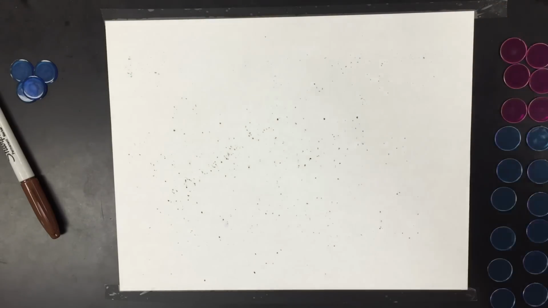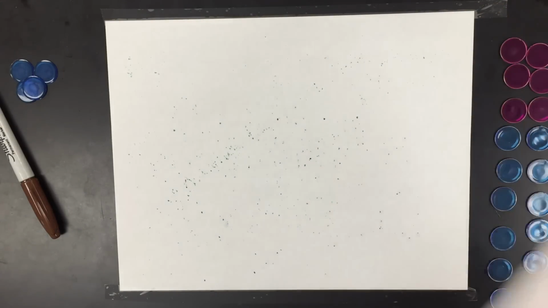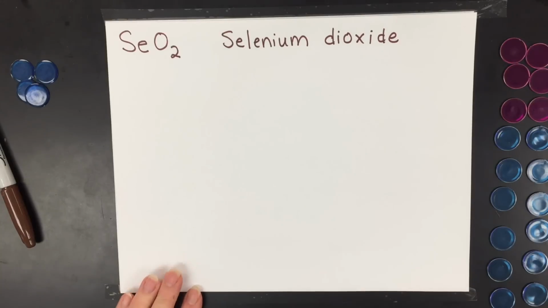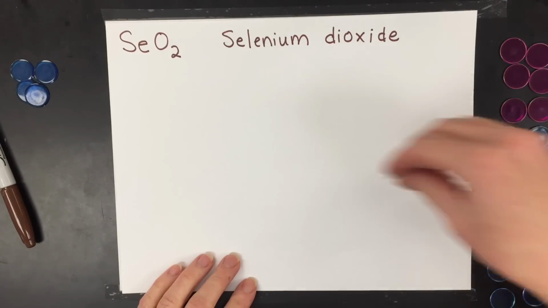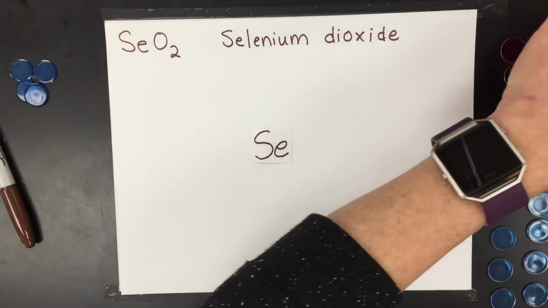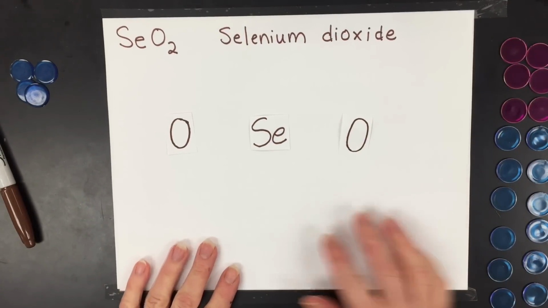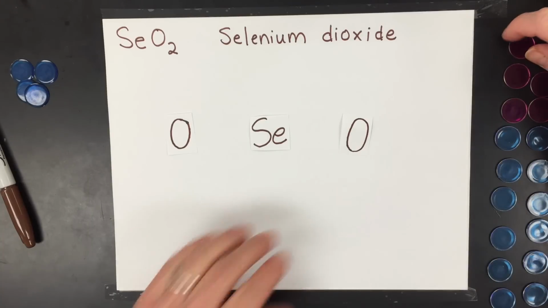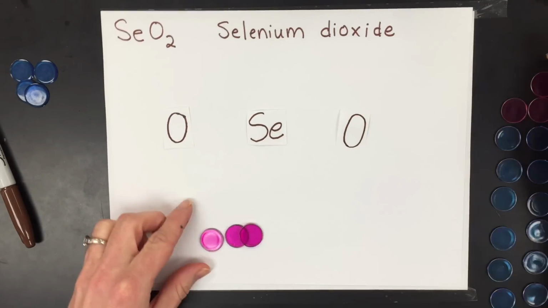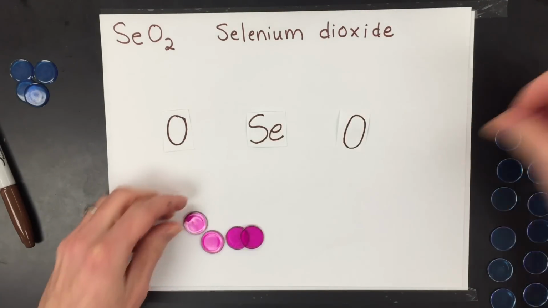The next example we're going to do is going to be with selenium and oxygen, called selenium dioxide. To show you another option, you could make cards in case you don't want to erase or you think you might get the dot structure wrong. I can create just these little element cards, and then instead of using a pen or a pencil, I'm going to use these little chips as my valence electrons.